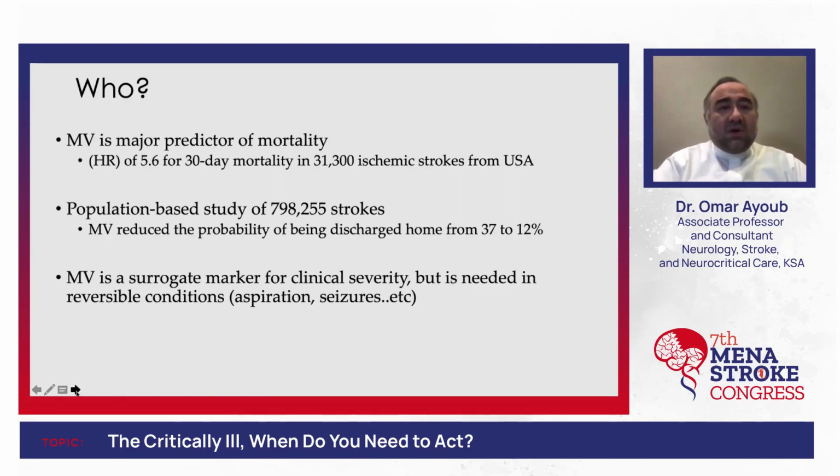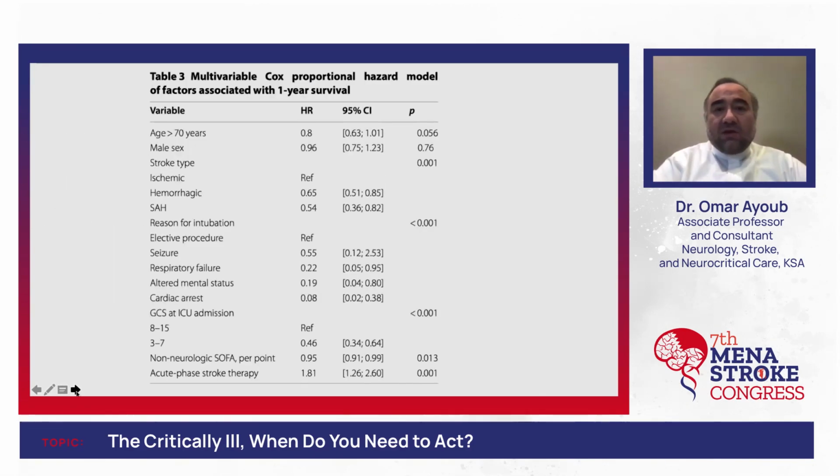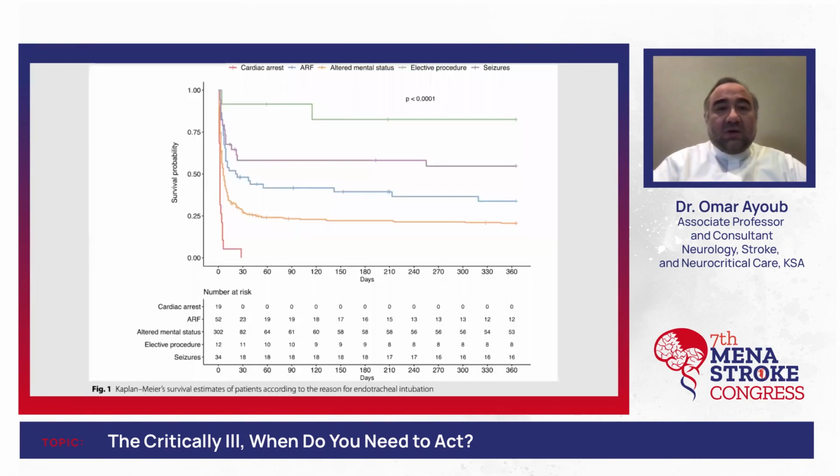Then again, mechanical ventilation is a major predictor of mortality in a population-based study of around 800,000 patients. Mechanical ventilation reduced the probability of being discharged home from 37 to 12%, and it is a surrogate marker for clinical severity. But keep in mind that sometimes we ventilate patients who do not have a very severe stroke, but they have other conditions such as aspiration, seizures, PE, and so on and so forth. When they looked at the different predictors of those patients with acute stroke that will require mechanical ventilation, we can see that the stroke type, the reason for intubation, and the GCS at the time of ICU admission will predict their long-term outcome more than anything else.